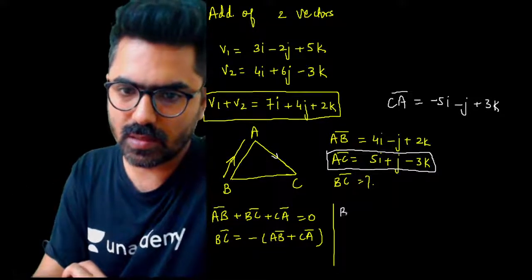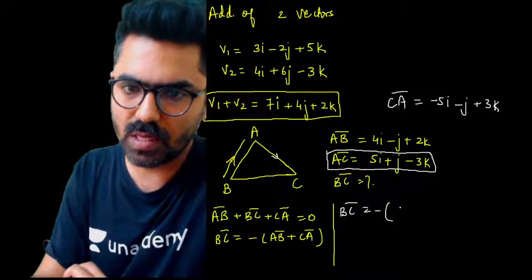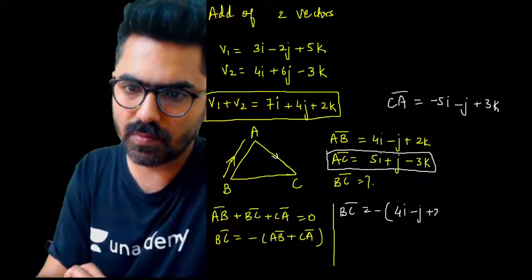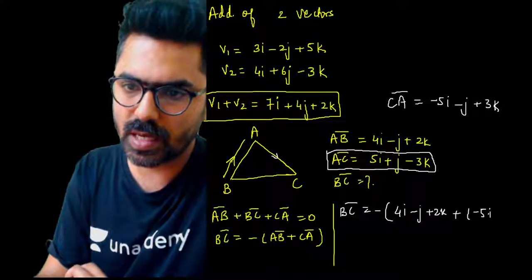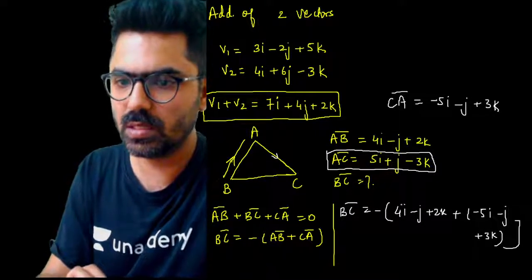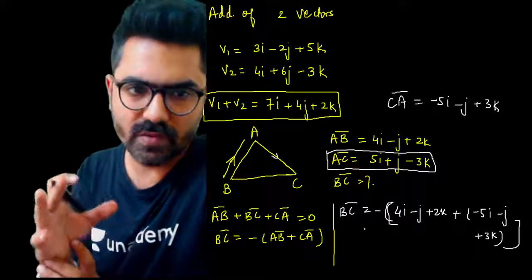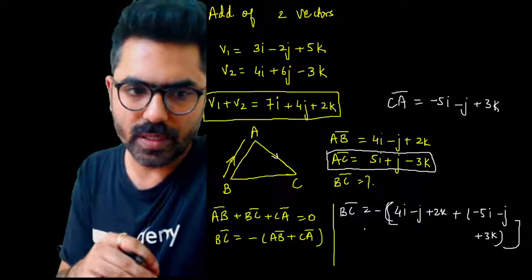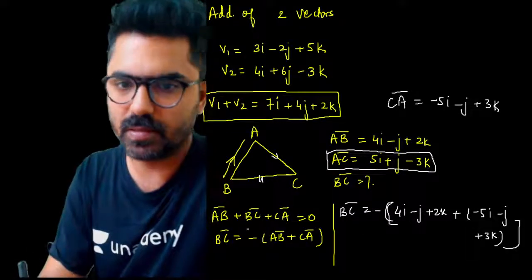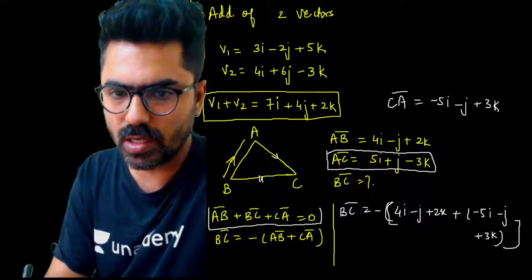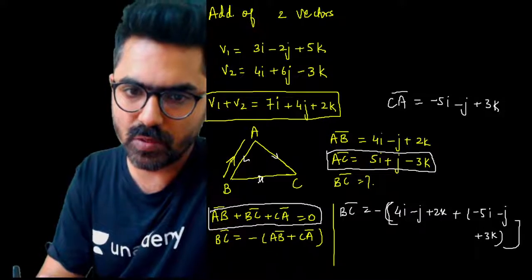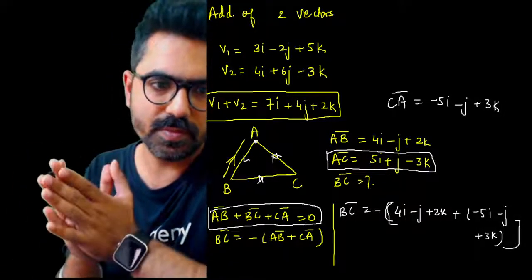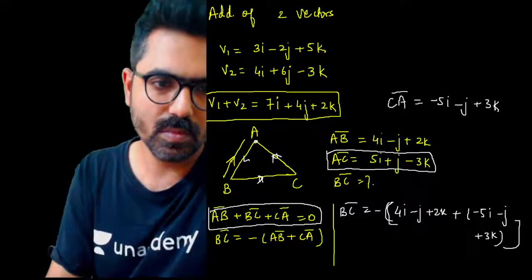So BC vector is minus of AB, which is 4i minus j plus 2k, plus CA vector. Now here plus CA vector means minus 5i minus j plus 3k. This is the part where we use the summation of two vectors. This will help us to find the third side of a triangle. This property is also called the triangle law, or net displacement law. If you are moving from A to B, then B to C, then C to A, the net displacement is 0. I hope this is clear.